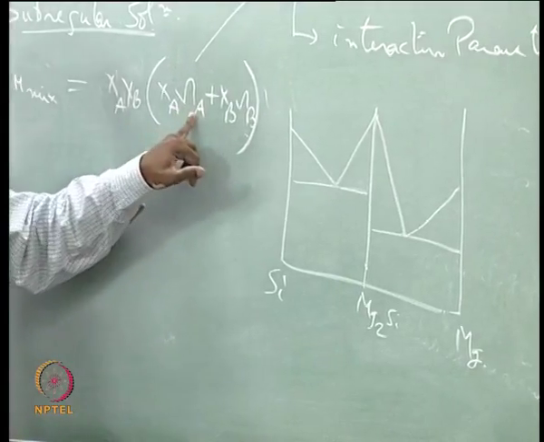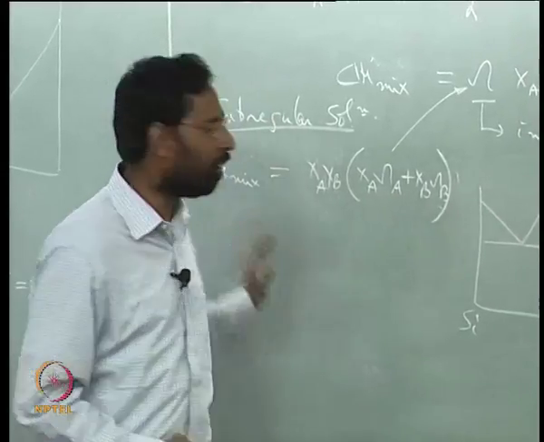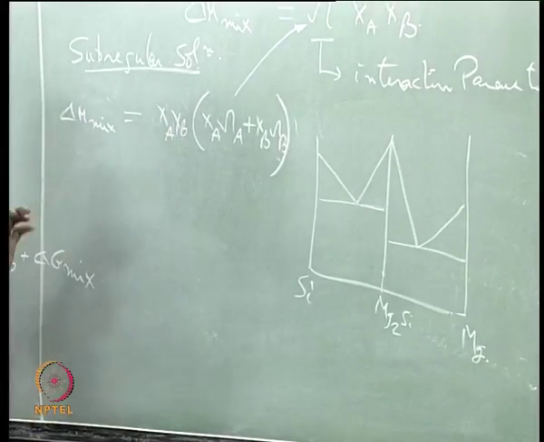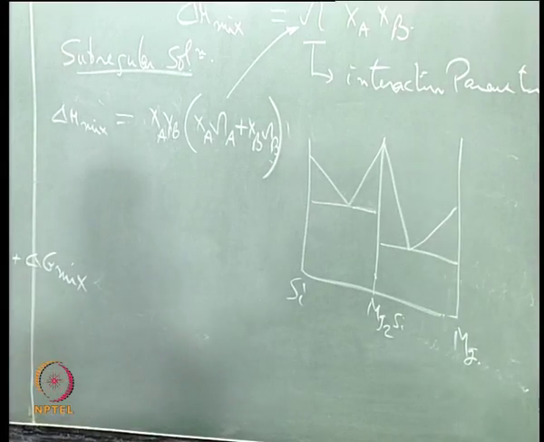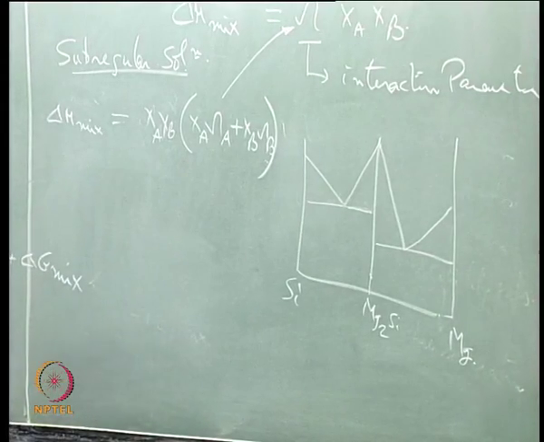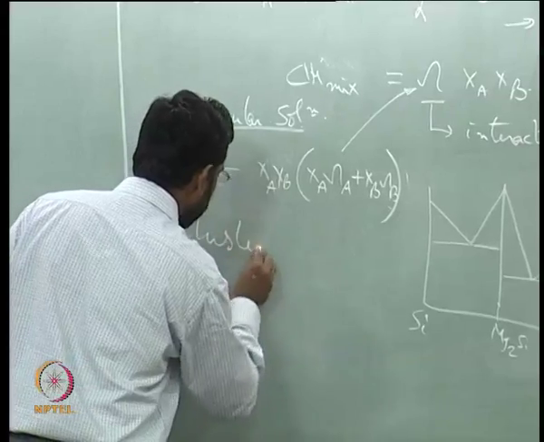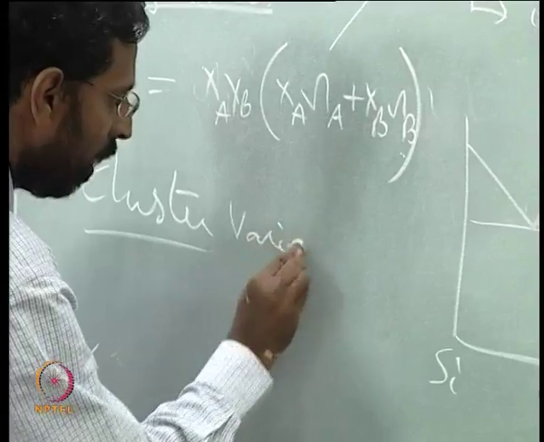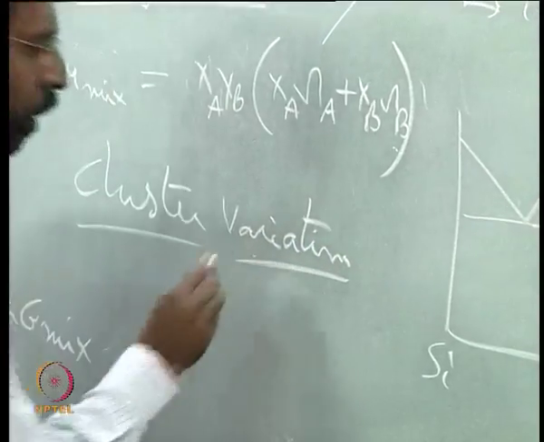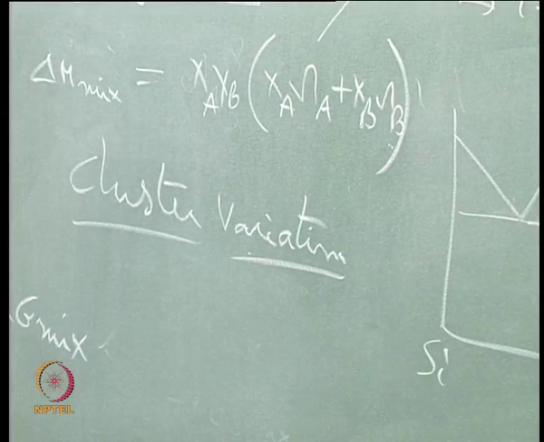Simply if you assume that there is some interaction on the A side, some interaction on the B side, and then simply try to find out the delta H mixing as a function of that, you cannot actually predict that there is a compound in the center. So people have brought in what are called cluster models, cluster variation models. We will not go deeper into this, just to give you a flavor. If you are interested, come to me, we will talk more.